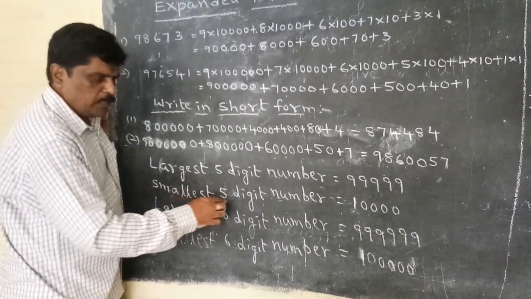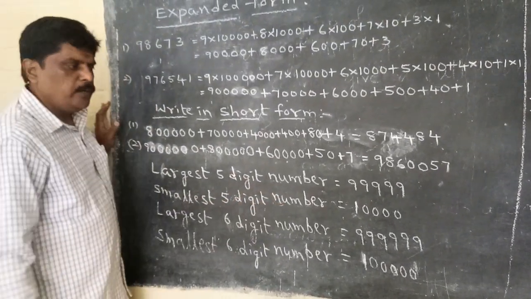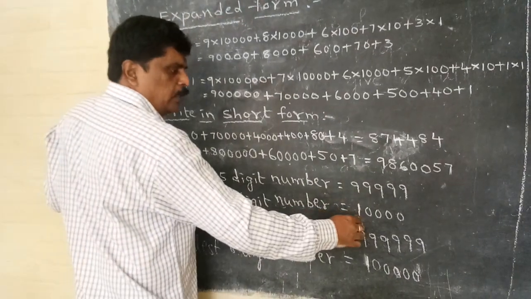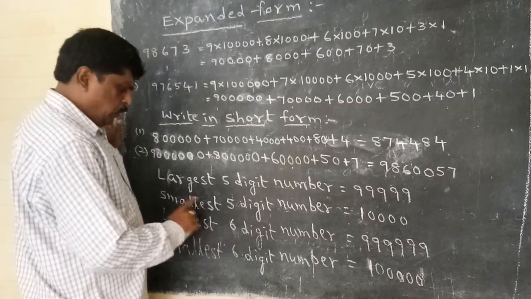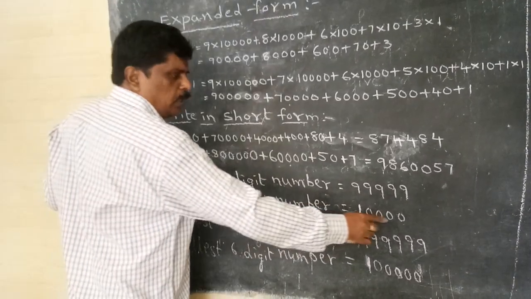But what is the smallest 5-digit number? You have to write 1 in the first place and the last 4 digits you have to write as 0. So the smallest 5-digit number is 10,000.